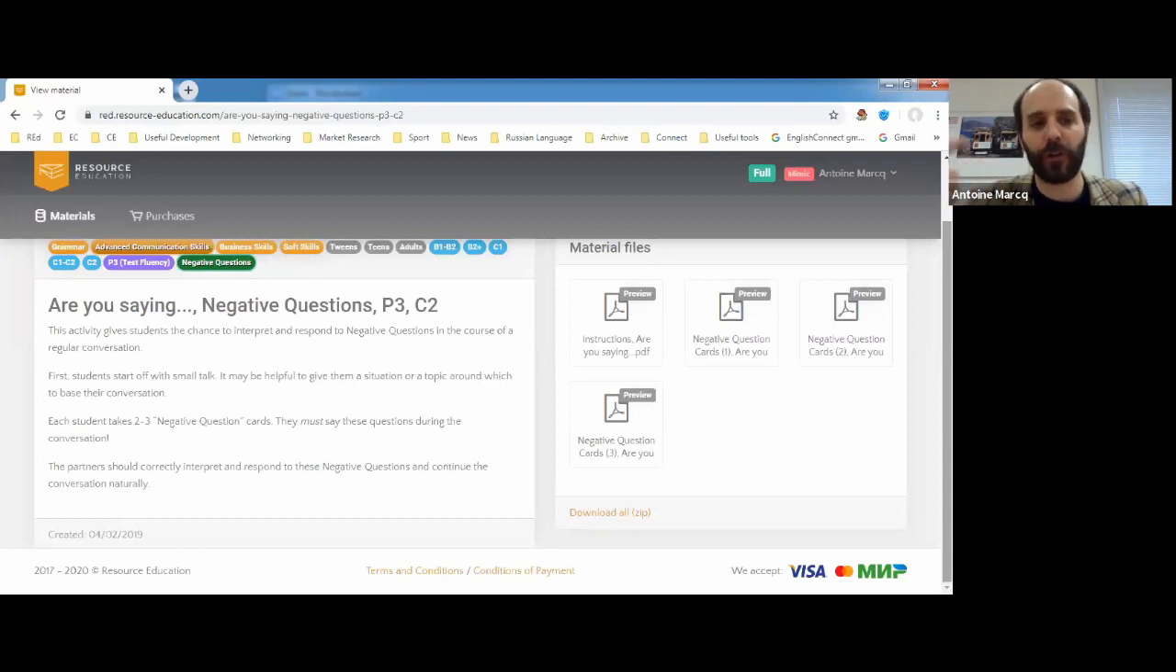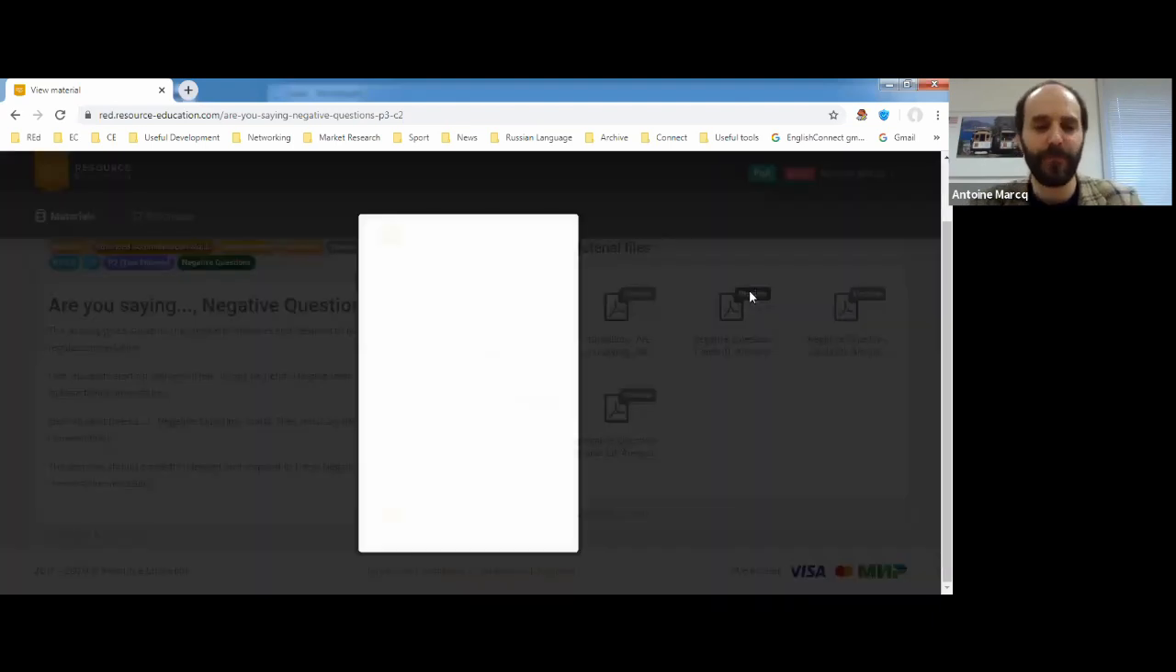So first, students start off with small talk. As I said, it might be helpful to give them a situation or topic around which to base their conversation. And then throughout the conversation, each student has taken 2-3 negative question cards. They must use these questions during the conversation, and the partners should correctly interpret and respond to the negative questions as they can. Let me show you some examples. It's a lot of fun.